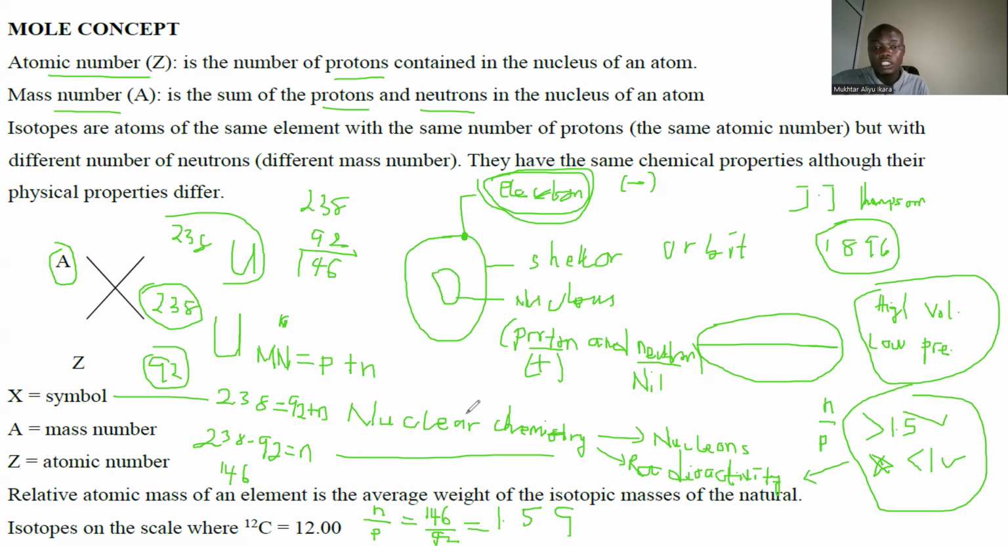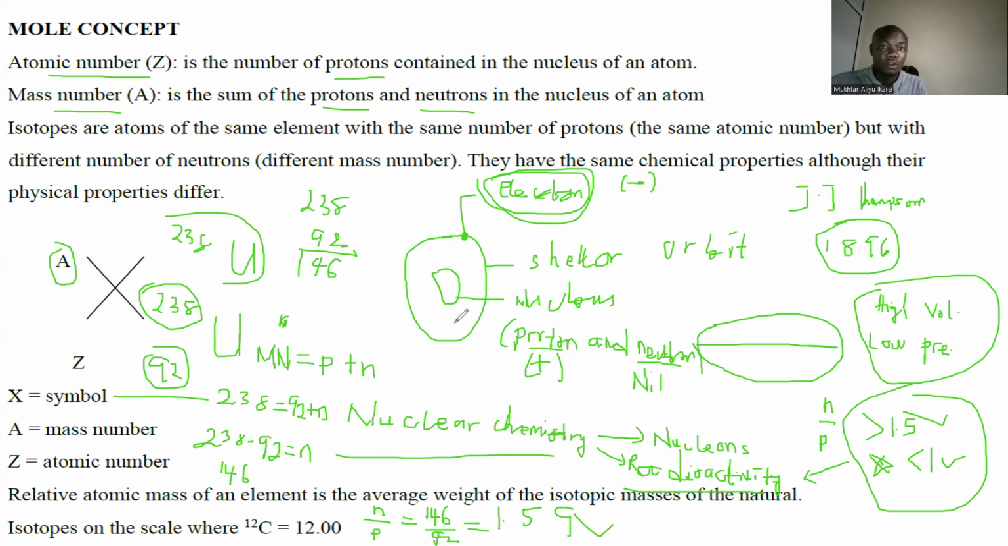So you see, this 1.59 is greater than 1.5. Therefore, uranium is a radioactive element. It has an unstable nucleus, so it will undergo radioactivity. Therefore, it will undergo rapid breakdown.